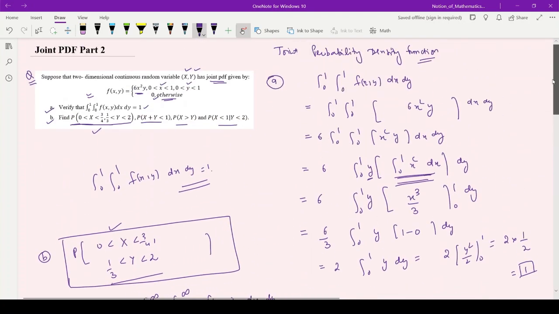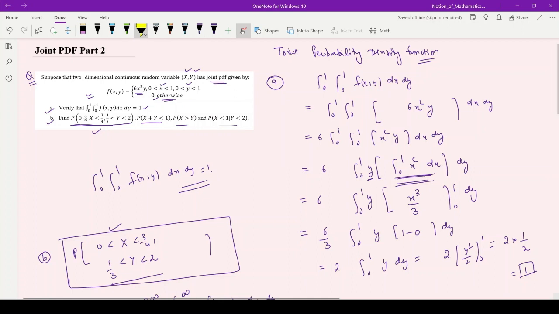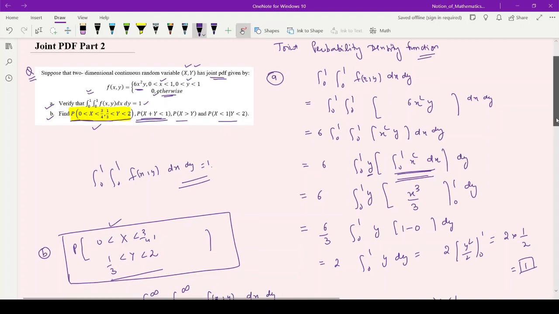Let me check the question again. This particular term I am talking about, probability of x from 0 to 3/4, and probability of y, I mean to say comma, y is from 1/3 to 2. Now if you can see here, the next term is probability of x plus y less than 1. So I am going to solve it right now.